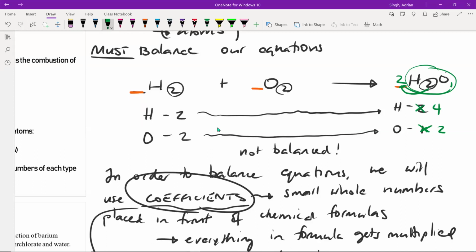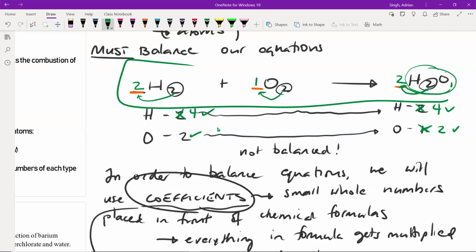When I go back, I can see my hydrogens are out of balance. I have 2 on the left side, and I now need 4. Well, 2 times what gives me 4? 2 times 2, so that gives me 4 H's. I still have my 2 O's. When you don't see a coefficient, 1 is understood to be there. You can put it in or leave it out. Just don't put 0. So 2 times 1 gives me my 2. We balanced my O's to begin with, and then we balanced our H's. This then is our balanced equation for this reaction between hydrogen and oxygen to produce water.